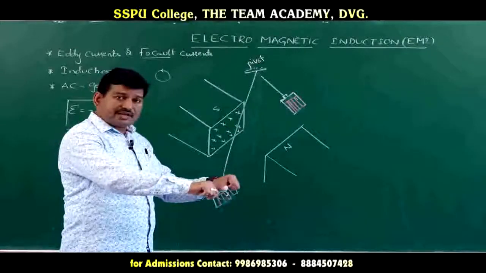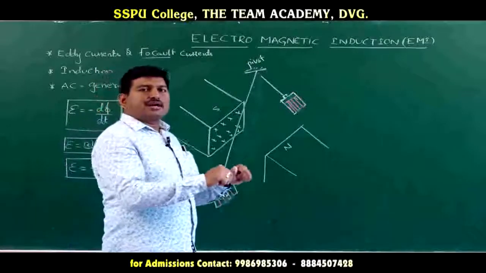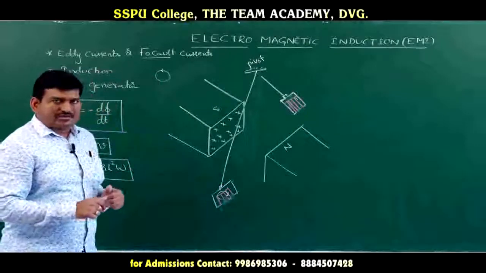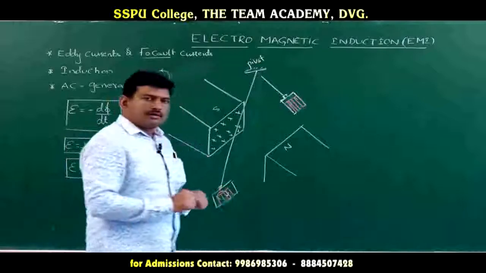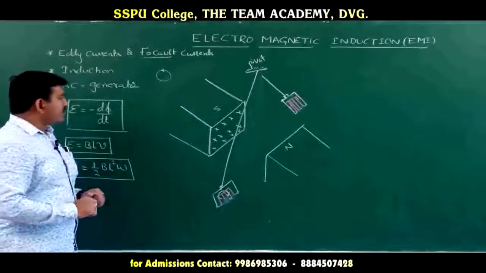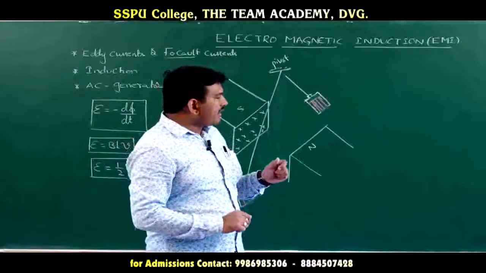Because of these induced currents, damping will come into play. Due to the damping, the train will come to rest instantly, without any energy loss. So here it is a smooth braking system, I can say. This type of braking system is called a smooth braking system. So in the braking system of trains, nowadays we are using the eddy currents.